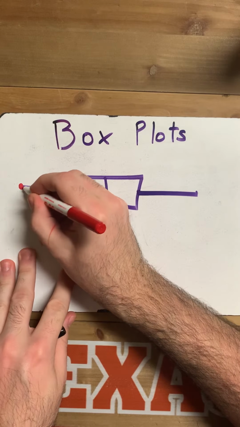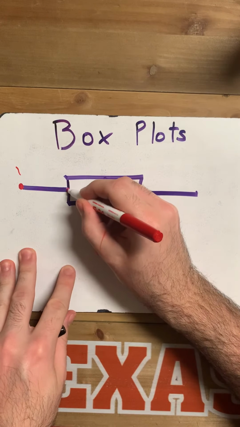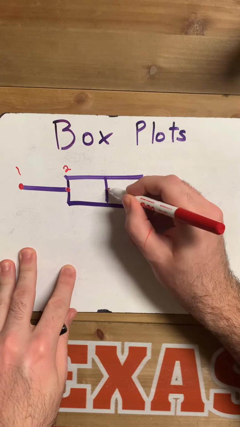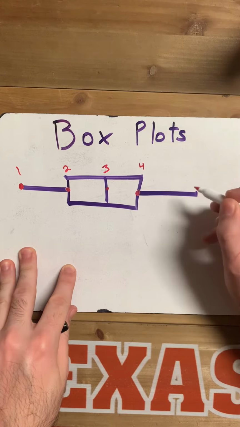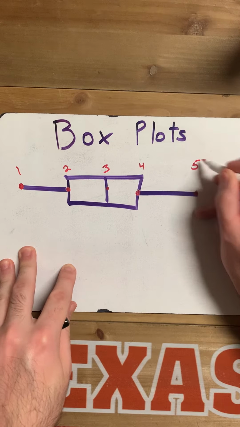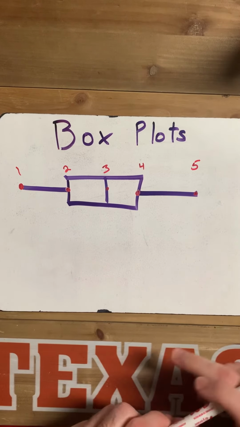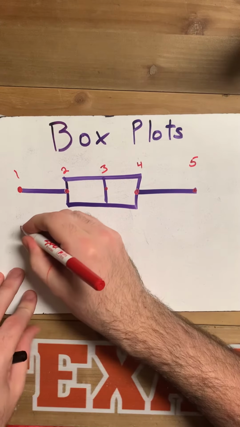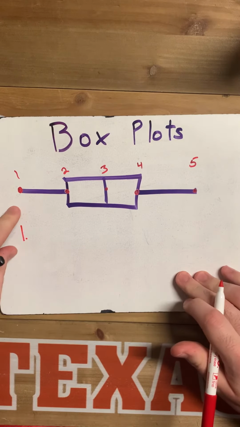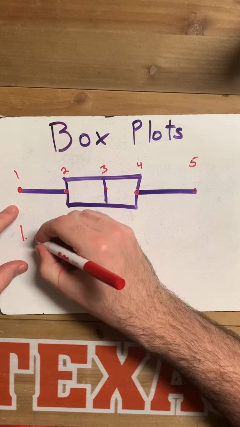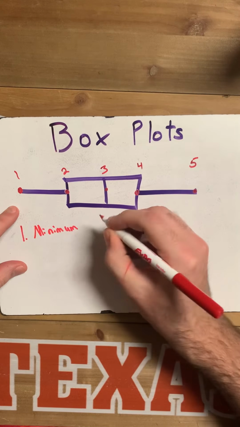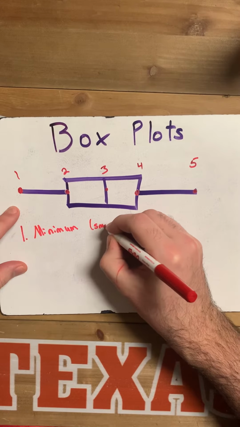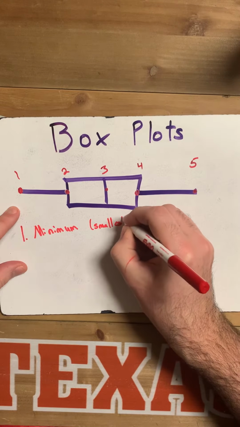So this point right here, this point right here, this one right here, right here, and our last one over here. So those are the 5 points that make up the box plot. So our point number 1, this one on the far left, this is the minimum, right? Another word for that is the smallest number.